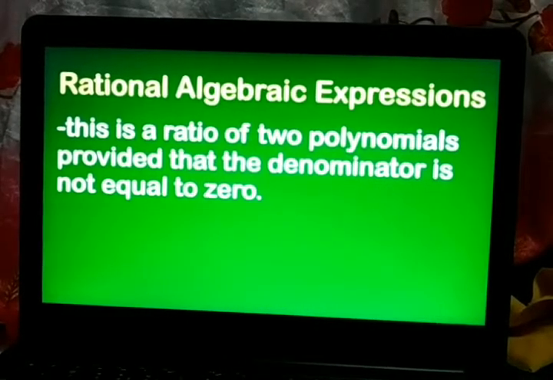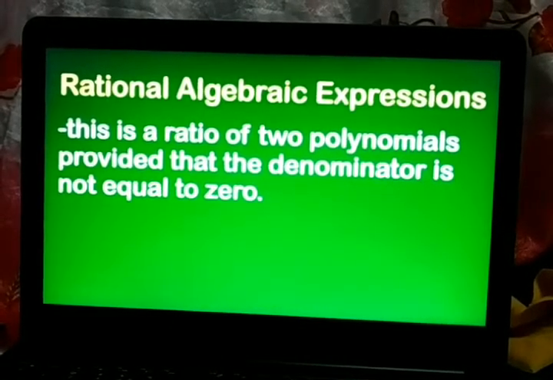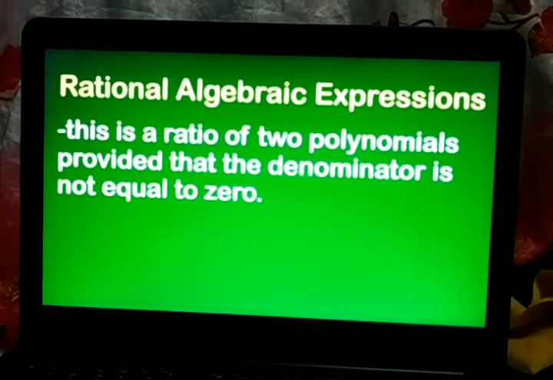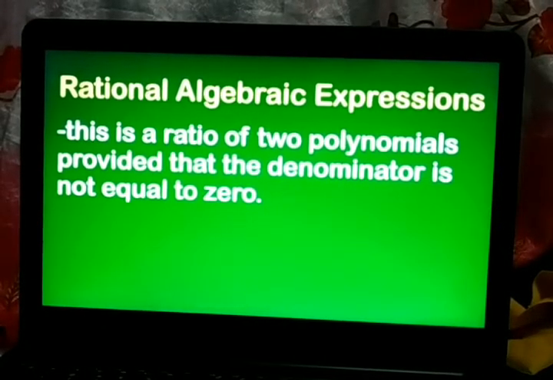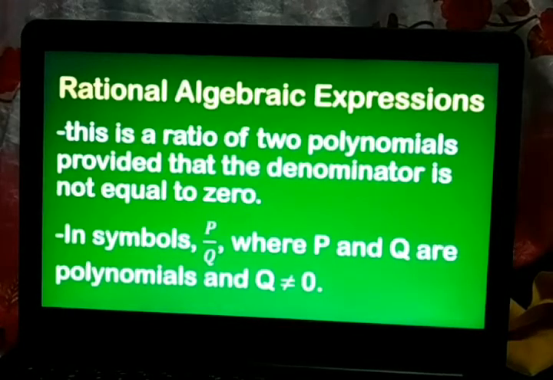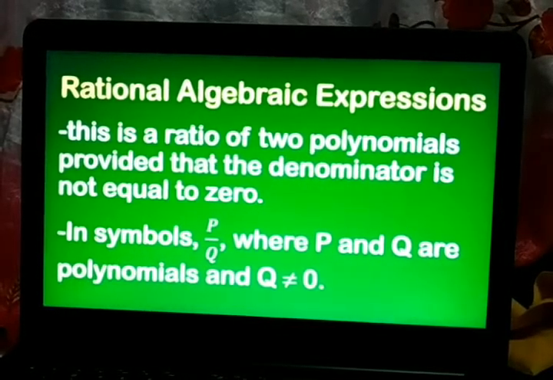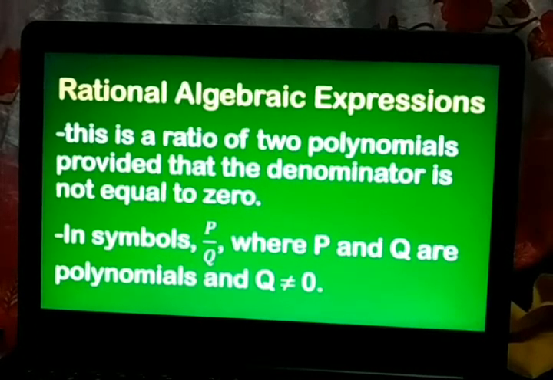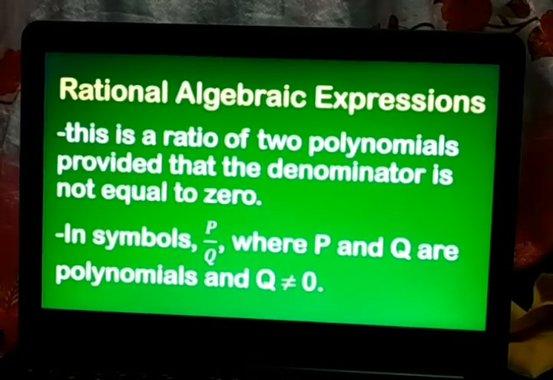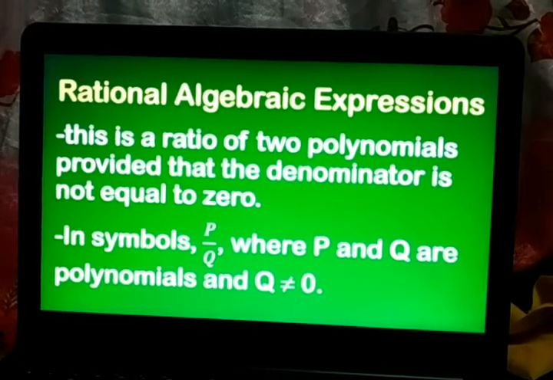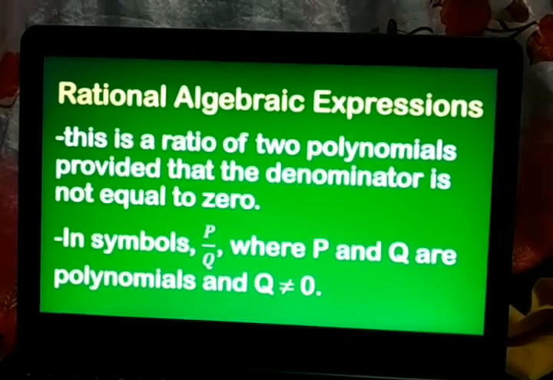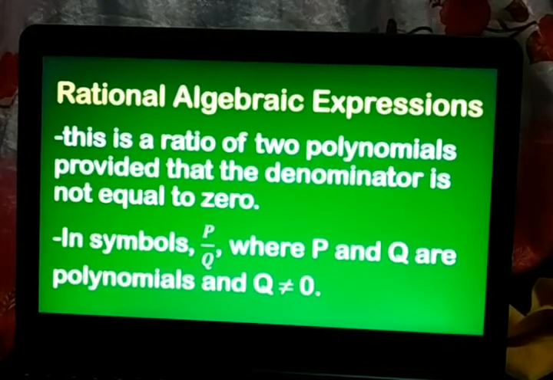This is a ratio of two polynomials provided that the denominator is not equal to 0. And in symbols, that's P over Q, where P and Q are polynomials and Q is not equal to 0. The big word there is polynomials. Let's go first to the definition of polynomials.